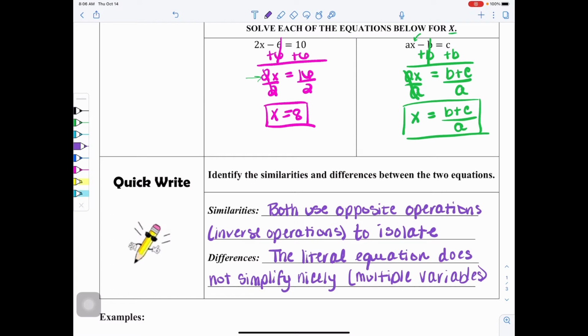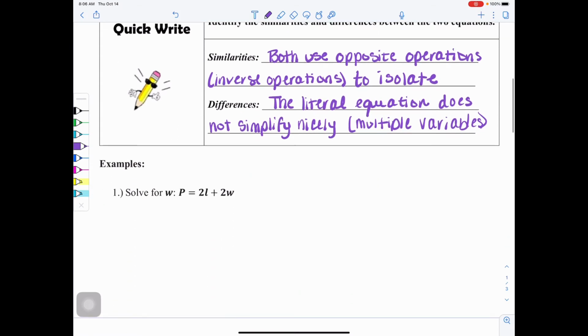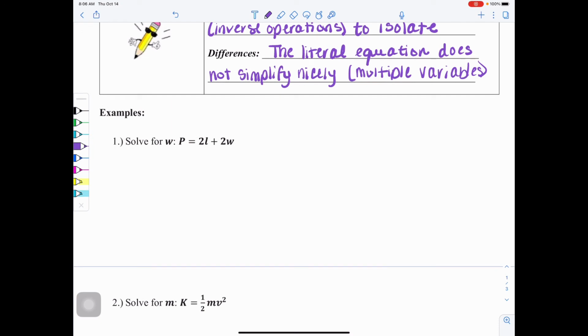The differences are that the literal equation does not simplify nicely because of the multiple variables. So you're only going to be able to simplify if you end up with combinations of like terms. If you don't, then your answer is going to stay looking more complicated than when we have numbers involved in regular linear equations. Okay, so let's work through some examples of literal equations and practice solving.